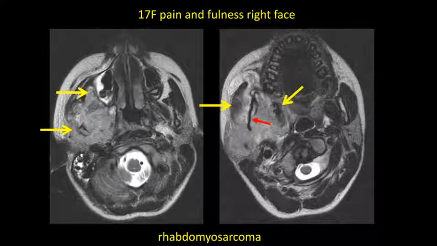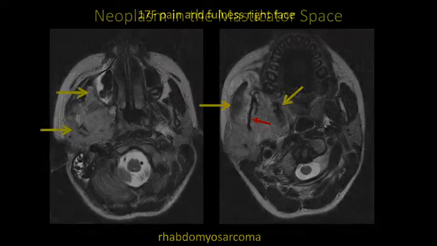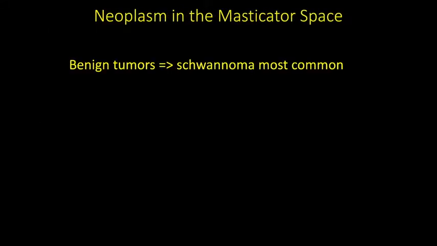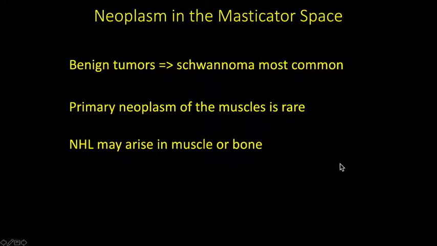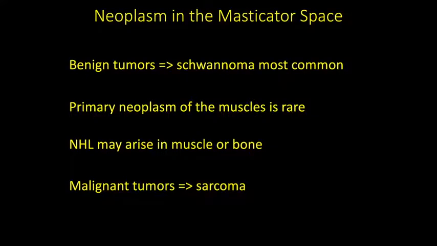This was a rhabdomyosarcoma, and I'm going to use this as a segue to talk a little bit more about masses that arise in the masticator space proper. So benign tumors, you're generally going to be talking about schwannomas. Primary neoplasm of the muscle is rare. Non-Hodgkin's lymphoma can arise in muscle or bone. Malignant tumors are frequently going to be sarcoma.